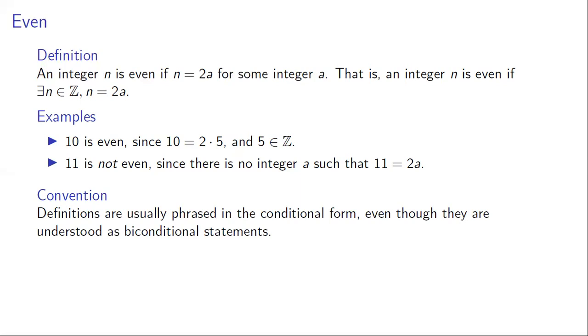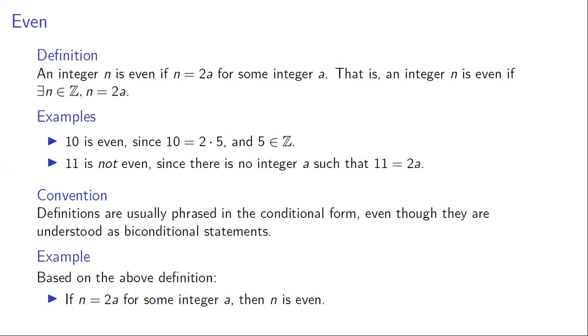Let me show you. Based on the above definition, we know two things. First of all, if n is equal to 2a for some integer a, then n has to be even. So if n is equal to 2a for some integer a, then the integer n is even. But we also know the converse. Even though it doesn't explicitly say "if and only if," the converse is implied, which is that if n is even, then n is equal to 2 times a for some integer a.